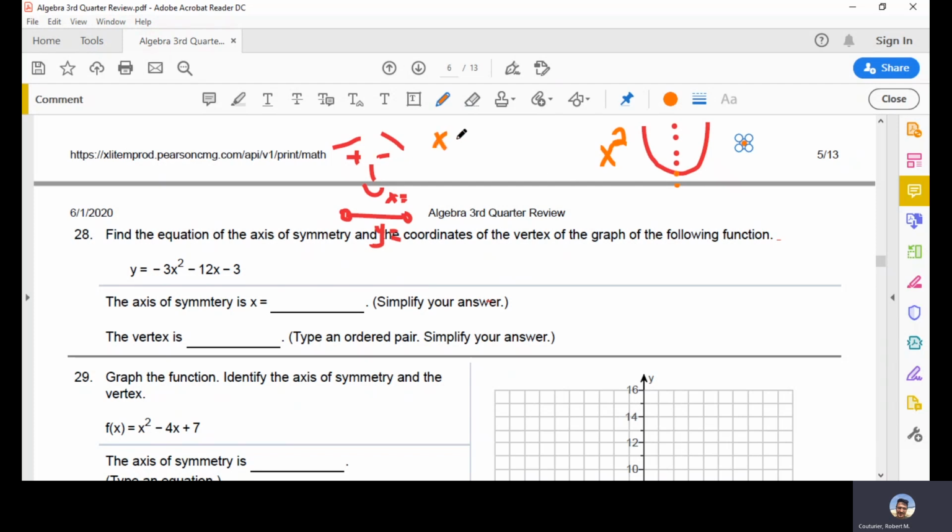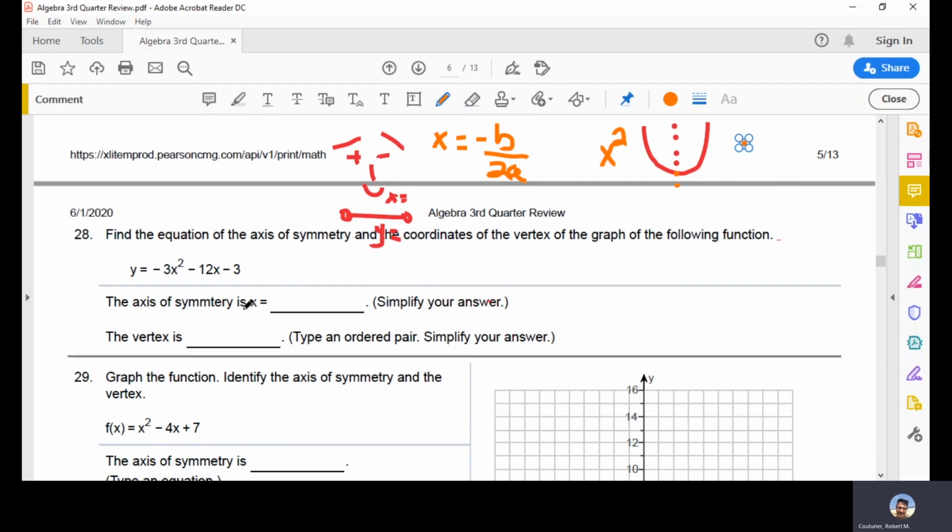And we had a formula for that. x equals negative b divided by 2a. And b is the coefficient on x. a is the coefficient on the x squared. All we have to do is plug this in, and we can start off with our axis of symmetry.